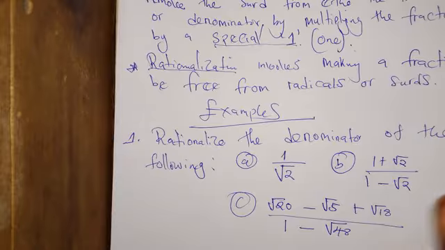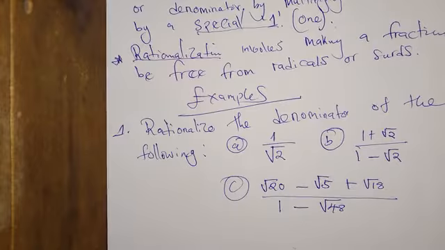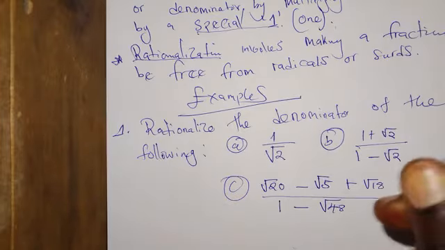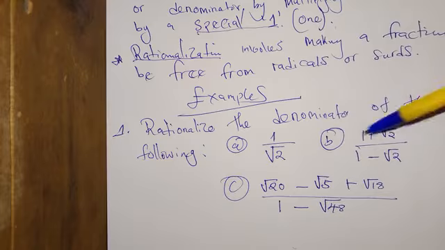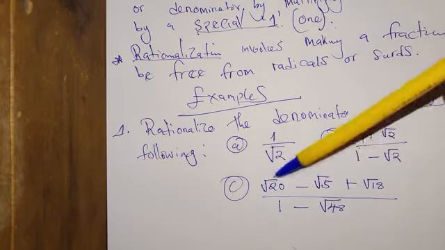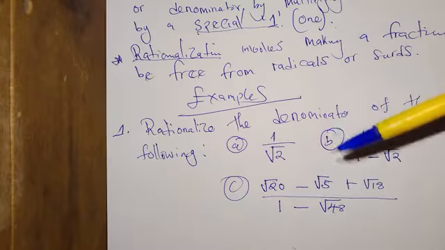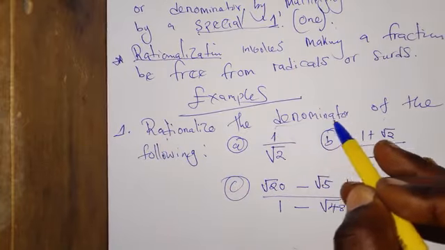So what are we doing here? We want to rationalize the denominator. Pay particular attention to these three expressions. Some of them have surds in both the numerator and the denominator. So what are we doing? We want to make sure we obey the rule of the question. The rule of the question simply says rationalize the denominator.